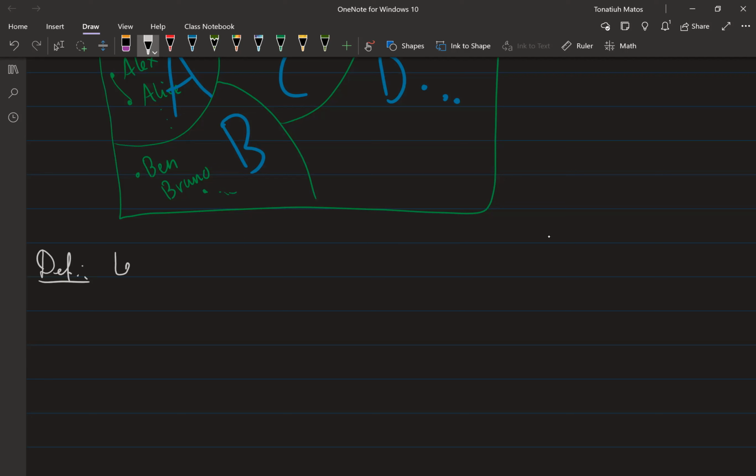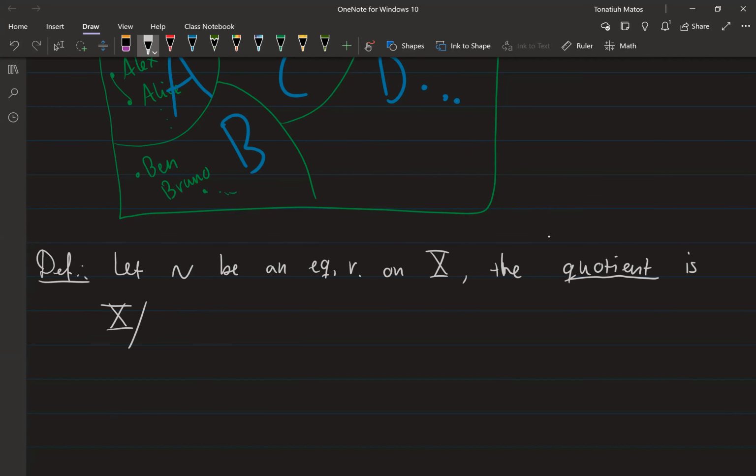So the quotient: let ~ be an equivalence relation on X. The quotient, again, the quotient. So you already know how to multiply sets, and now I'm teaching you how to divide them in a way. A relation is just a set, right? So the quotient is defined as X divided by this relation, and this is defined as the set of all classes. Why don't I just take it like this?